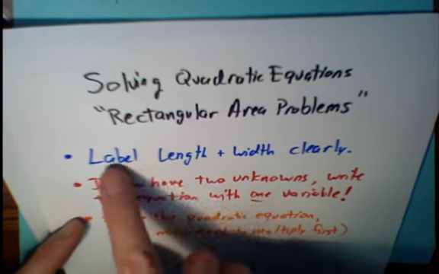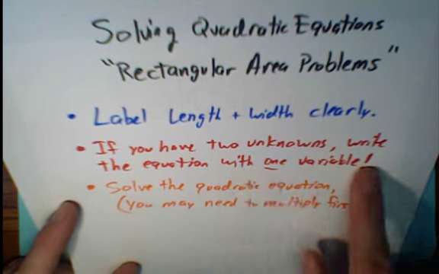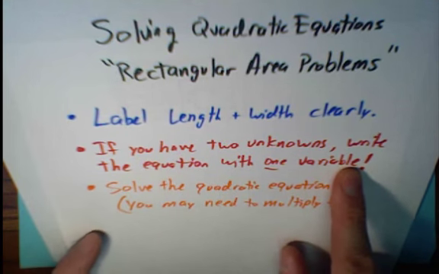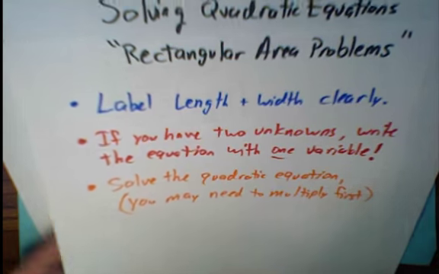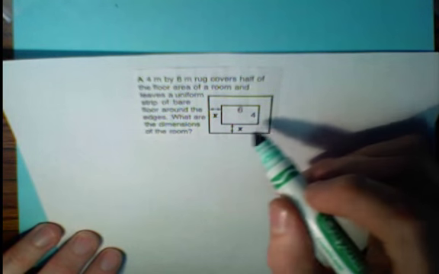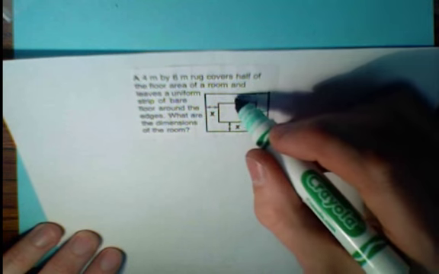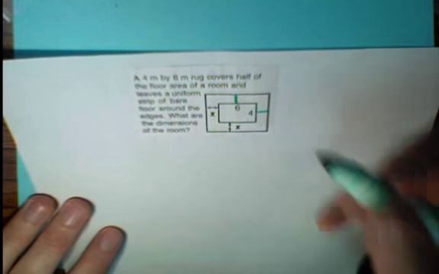Now remember, to solve these, we're going to first label our length and width clearly. We're going to have our two unknowns, but we're going to have to write the equation with one variable, and we're going to solve the quadratic equation. So this one's a little tricky, but they helped us out with this drawing by having x and x. I hope you realize that this one over here is going to be x, and this is x as well.